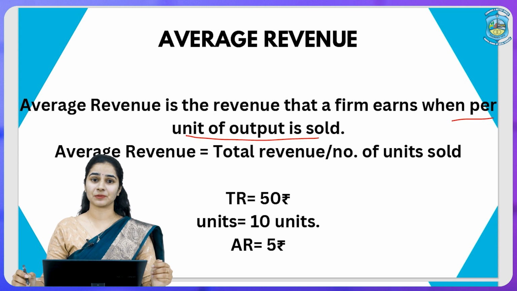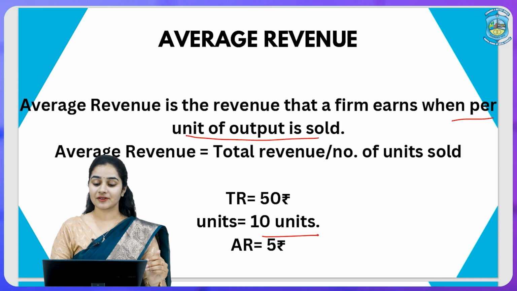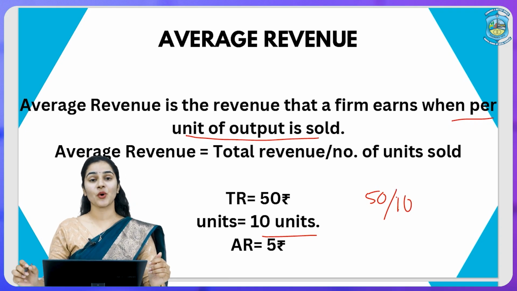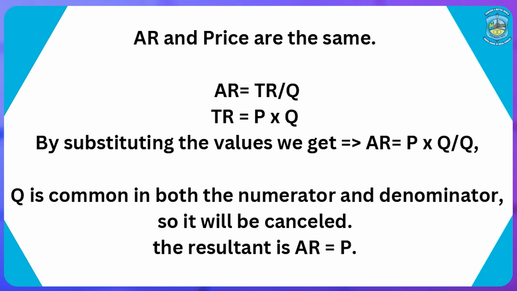Let us take an example that the total revenue is 50 rupees and the number of units sold is 10 units. So the resultant will be 50 divided by 10, which will give me 5 as my average revenue. Now it is said that the average revenue is equal to the price. Let us understand how it is possible.